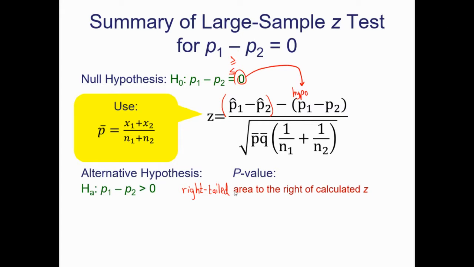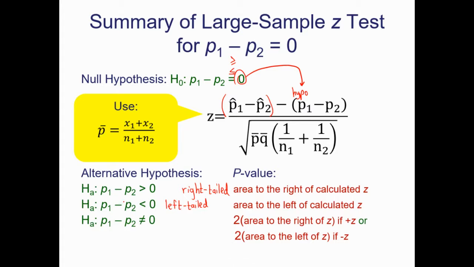If it's less than, what kind of test would it be? Left-tailed. And if it's not equal to, then it's two-tailed. So the same hypotheses that we've been using.